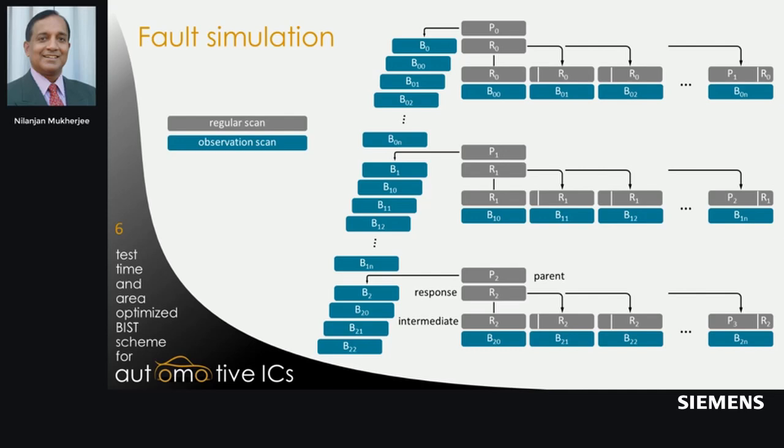If you now look at only the observation scan patterns, there is a parent pattern B0 followed by intermediate patterns B00 to B0N. Similarly, there is a parent pattern B1 followed by intermediate patterns B10 to B1N, and so on. In summary, the number of intermediate patterns is directly proportional to the length of the longest scan chain. However, logic-based patterns are amenable to distribution. Therefore, parent as well as the intermediate patterns are distributed to multiple slaves, thereby speeding up the fault simulation process.